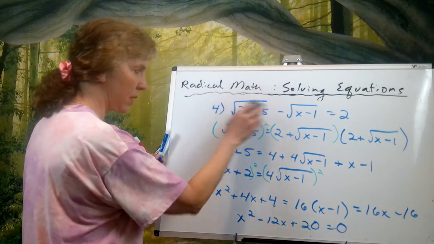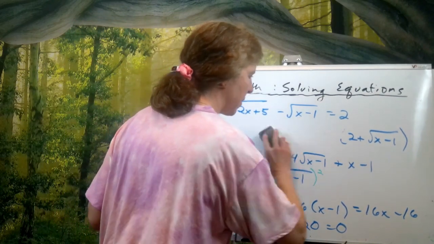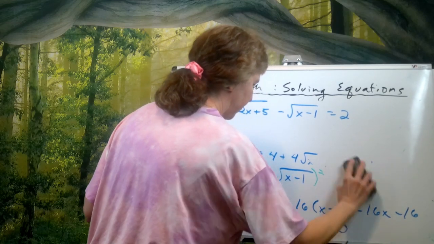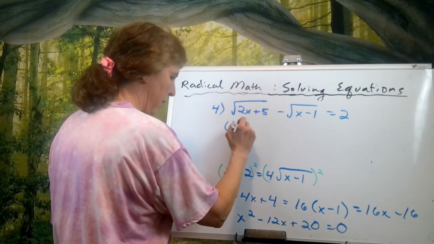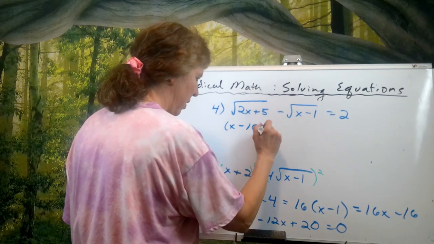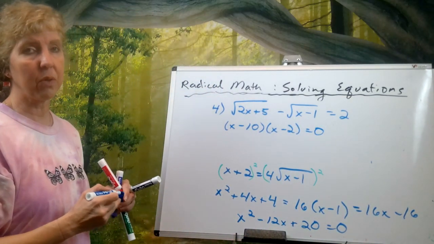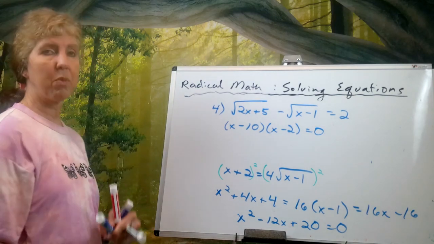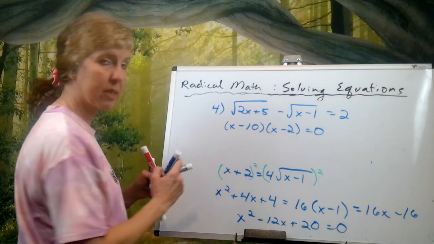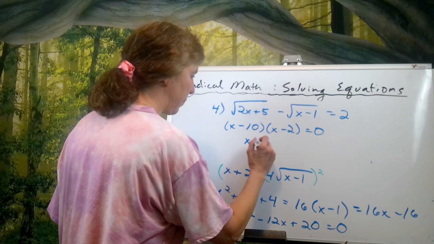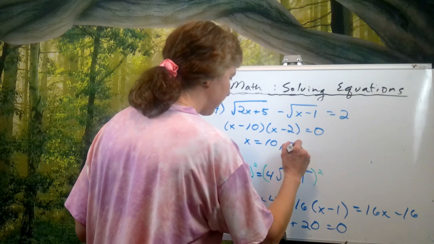So I don't want to erase the very top part because I need to be able to check it, so I'm going to erase the second line here onwards. Okay, so that'll give me x minus 10, x minus 2 equals 0. Don't forget to keep writing the equals 0. It is an equation. All right. Two numbers that multiply to 0, at least one of them has to be 0. So if x minus 10 is 0, then x is 10. If x minus 2 is 0, then x is 2.